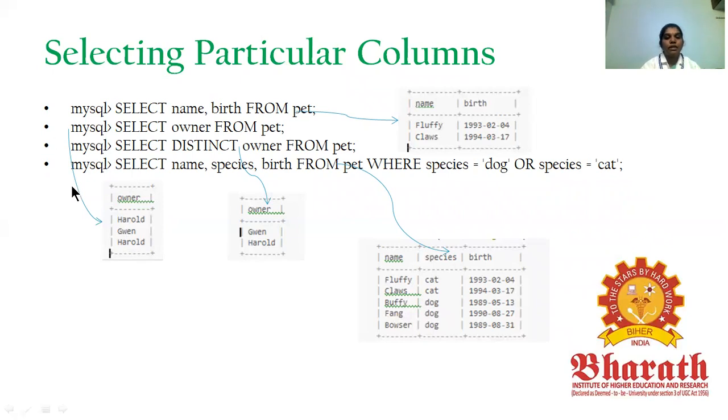See here, it only displays the unique values. In this output we have one name more than one time, while here only one name is available. In the fourth statement, select name, species, birth from pet where the condition is given. Both conditions apply. See the output, it displays the 3 columns which satisfy this condition.